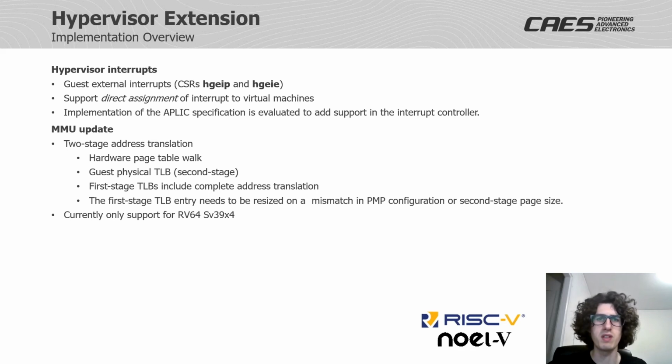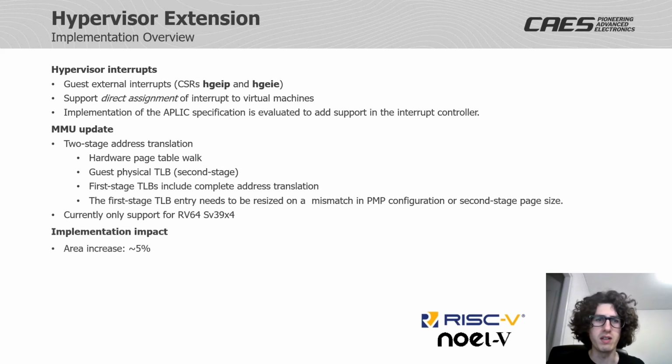Regarding the MMU instead, we updated the MMU to support the 2-stage address translation with guest physical TLB. The first stage TLB includes all the information for the complete 2-stage address translation and also information for the PMP check. The 2-stage address translation and the guest physical TLB are only used on a miss in the first stage TLB, which then results in a page table walk. Currently, we only support SV39X4 hypervisor page tables.